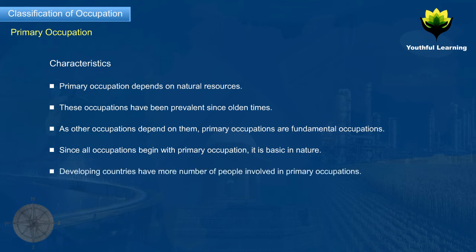Developing countries have more number of people involved in primary occupations. People involved in primary occupations draw low wages for their labor.